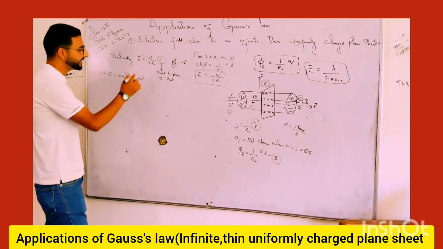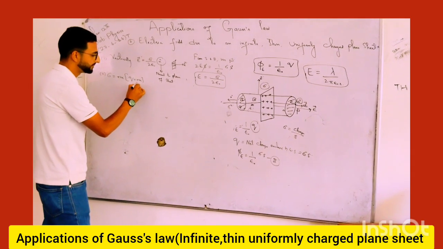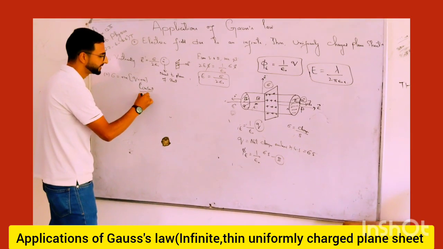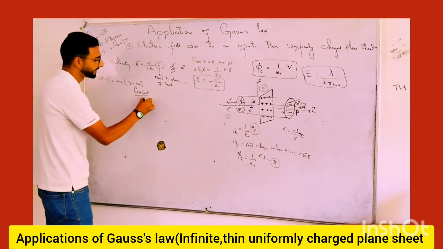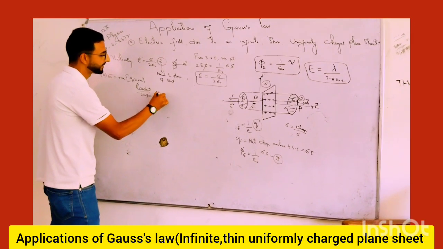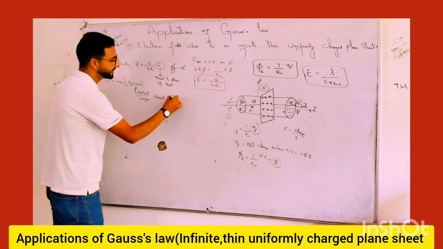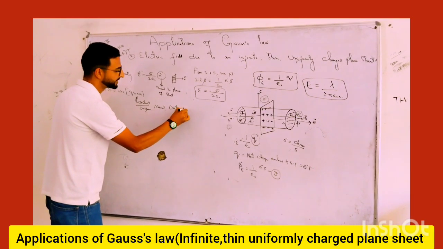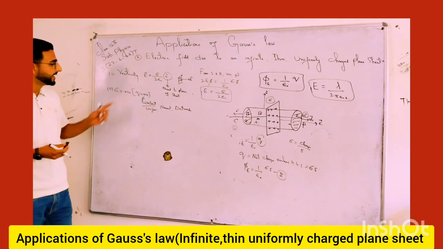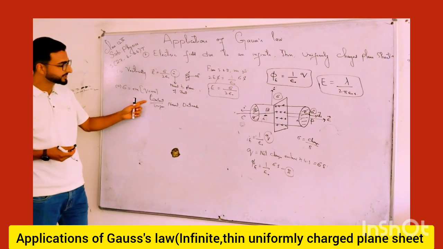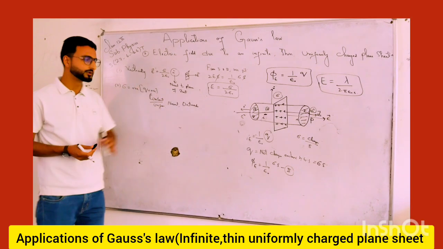Now the direction of E will be constant, you already know, or you can simply say it will be uniform. It will be normal and radially outwards, or I can say it will be outwards. If Q is positive, do you understand? If Q is positive, sigma is positive, E is uniform or constant, normal and outwards.